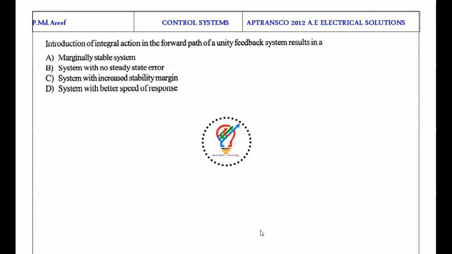Now in this session, we would like to discuss the APTRANSCO 2000 AE electrical solutions, and the subject is control systems, and the weightage of the subject is around 8 to 10 marks for AE.